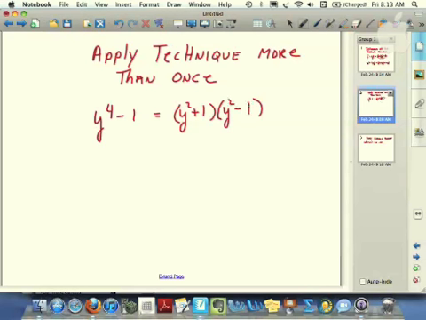Take a look because we're not quite finished. Y squared plus 1 can't be factored any further, but y squared minus 1 is once again the difference of two perfect squares. So I can factor it into y plus 1 times y minus 1.